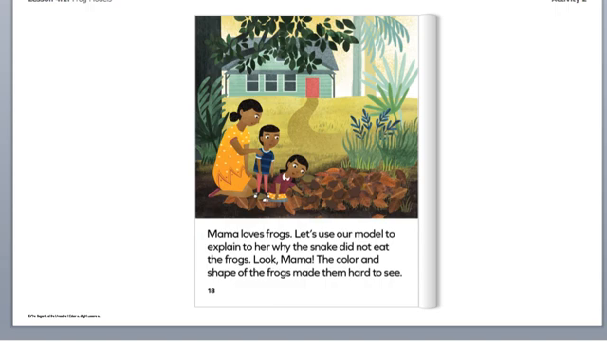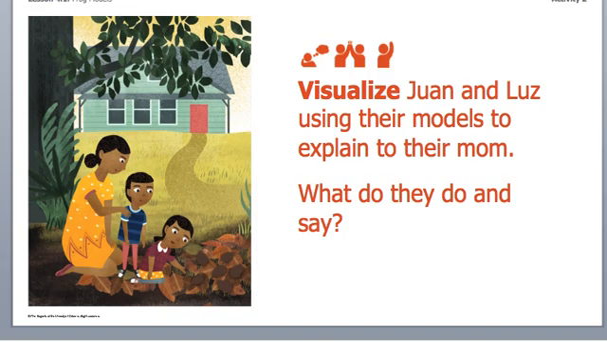And if you look closely at the picture, you can see that Luz and Juan have placed their model frogs on the leaves in order to explain and show their thinking to their mama. So now we're going to visualize or make a picture in our head of how Juan and Luz are using their models to explain to their mom. Imagine that you were Juan or Luz. If you were going to explain your model to your mom, what would you do and what would you say? Go ahead, think out loud or share with someone near you.